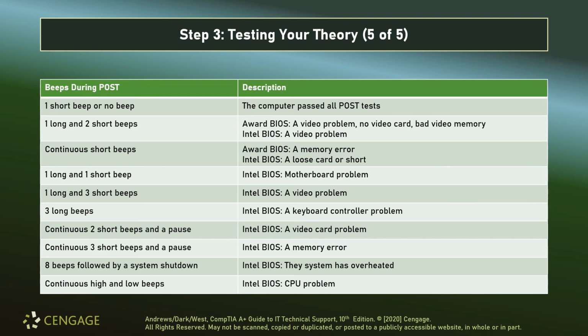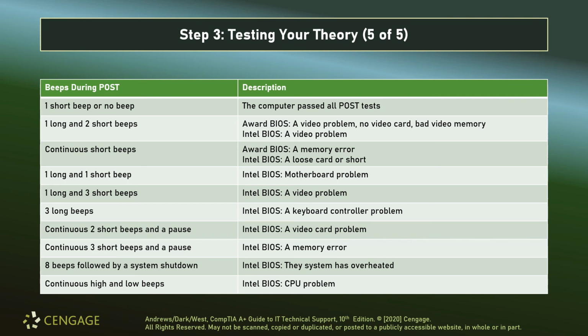Here are some examples of different POST codes that you might experience, and you'll notice that some of them say Award BIOS as well as Intel BIOS. Award is the same company that does, not Phoenix Labs, Phoenix BIOS. It's the AMD stuff you traditionally see. Intel BIOS is going to be obviously the Intel processor.